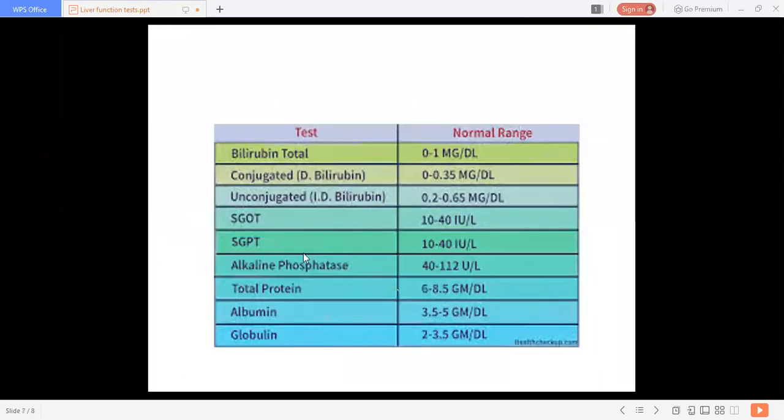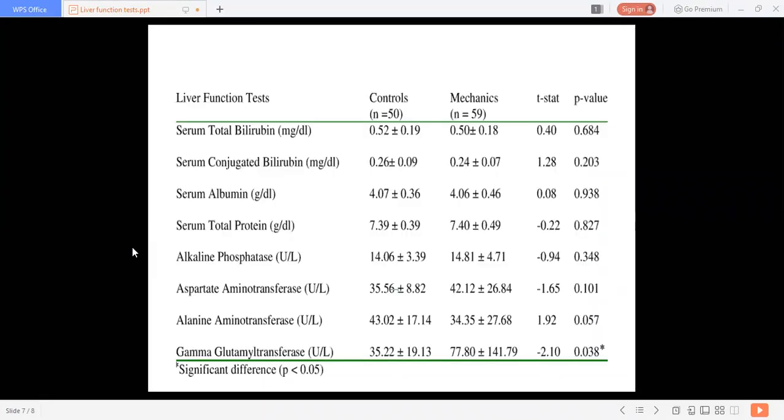Here it is given the normal values, but the value of SGPT is given a little bit wrong. It is not 10 to 40 international units per liter. It should be between 7 to 56 units per liter. Here you have to correct this. Other values are normal. These are the normal ranges of this test and the various tests.